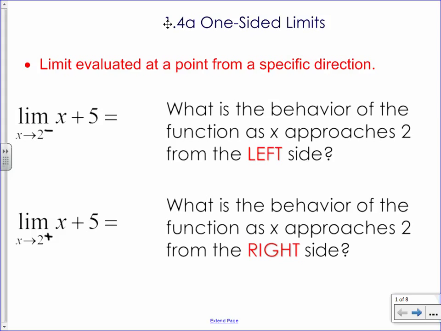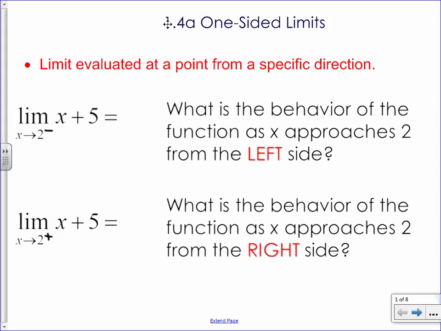This is saying we can look at the left and right separately. The negative is used because those x values are smaller on the left. On the right of a number, those x values are bigger, so we notate that with the positive. So here is a left-hand limit. This is a right-hand limit.